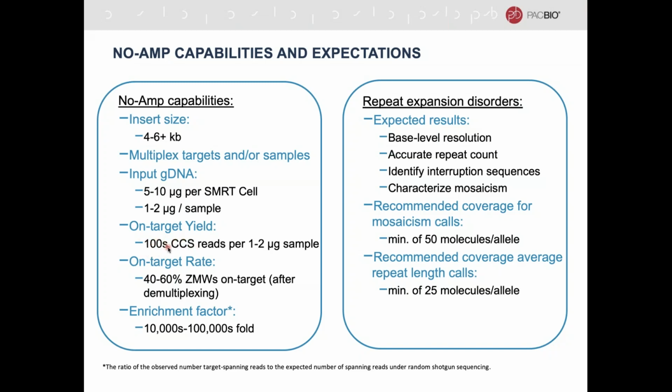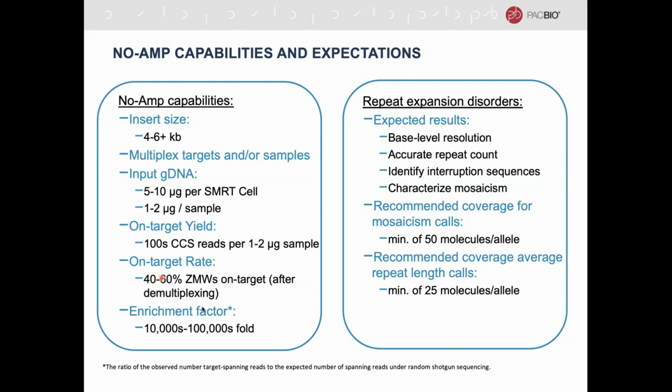So these again are the highly accurate reads where we have consensus sequencing with a minimum of 3 passes around the SMRT bell per 1 to 2 micrograms of sample. Now, the on-target rate: when we're looking at the sequencing chips, what we refer to as the SMRT cell, you're really looking at all these wells that are being sequenced. 40 to 60% of the wells that have sequencing data in them do represent sequence from the region of interest.